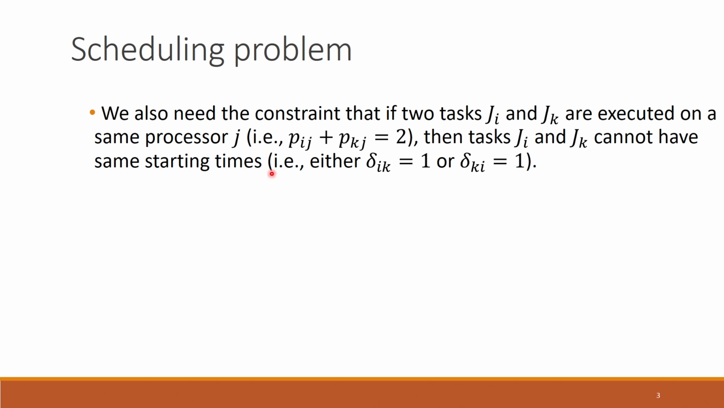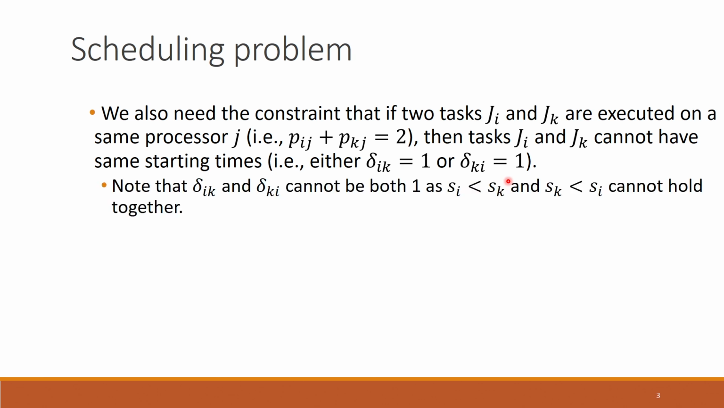What it means is that either one of these tasks should have a starting time less than the starting time of the other task. Mathematically, that will be the case that either delta ik is equal to 1 or delta ki is equal to 1. Note that we cannot have the condition that both delta ik and delta ki are equal to 1, because what does it mean if delta ik is equal to 1?